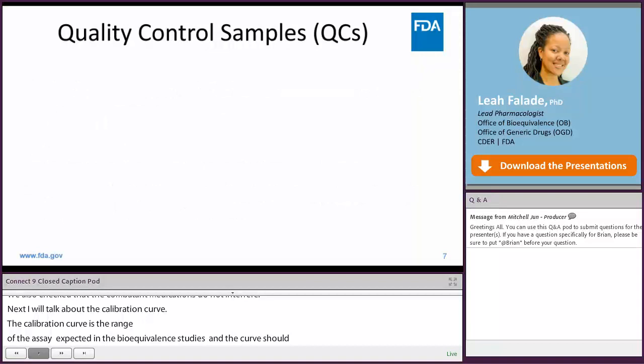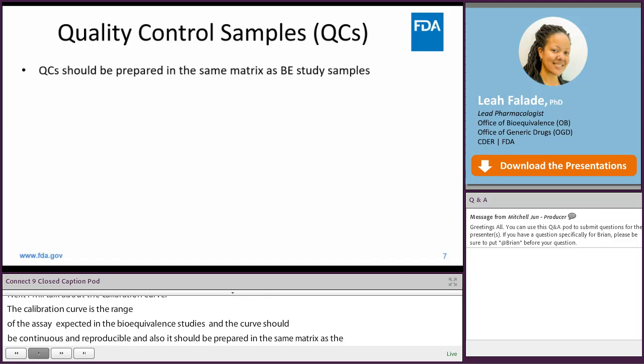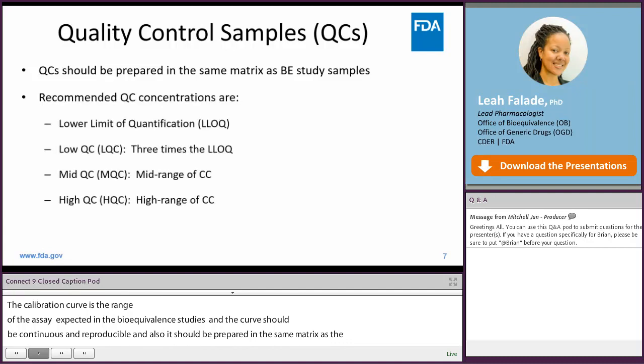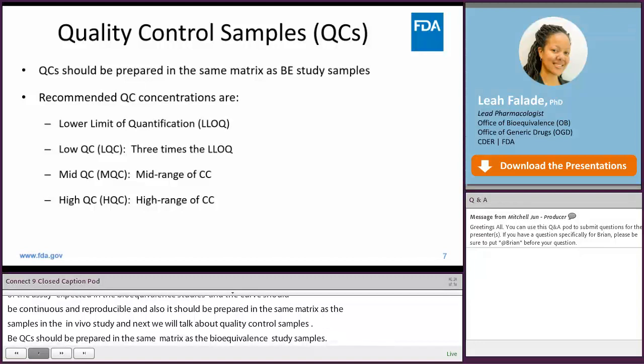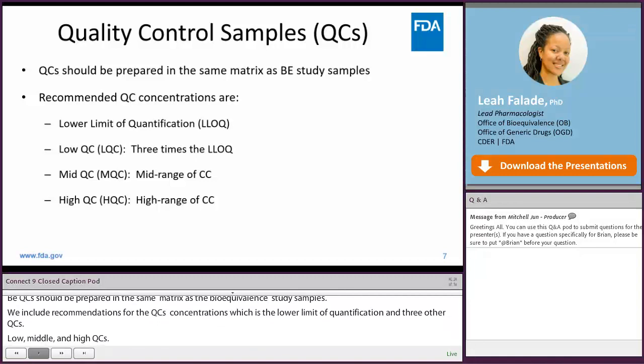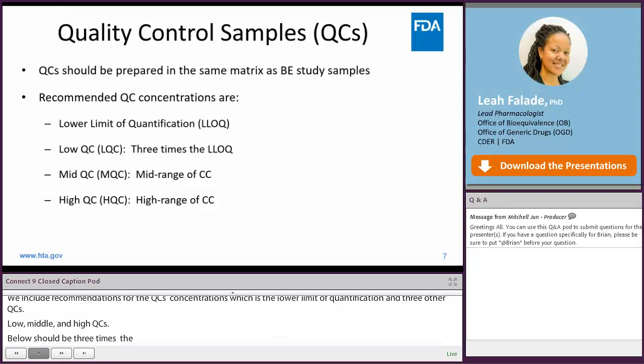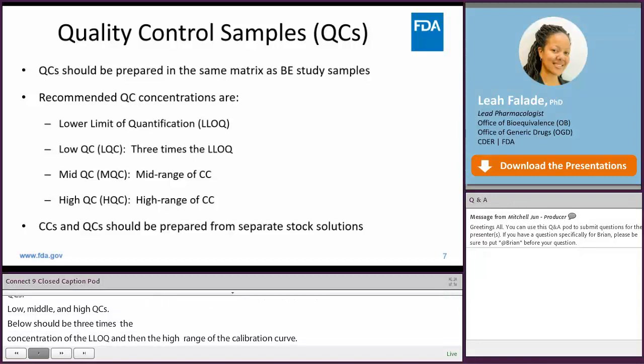Next I'll talk about quality control samples, or QCs, as we call them. The QC should be prepared in the same matrix as the bioequivalence study samples. We included recommendations for the QC concentrations, the lower limit of quantification, or the LLOQ, and then 3 other QCs, low QC, mid QC, and high QC. So the low QC should be about around 3 times the concentration of the LLOQ. Then there should also be a mid-QC, which is usually around the mid-range of the calibration curve, and then the high QC, which is the high range of the calibration curve. The calibration curve standards and the quality control samples should be prepared from separate stock solutions.